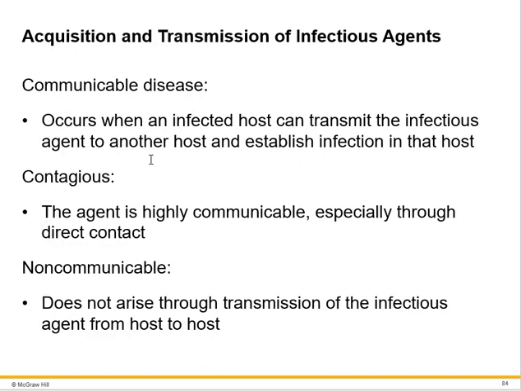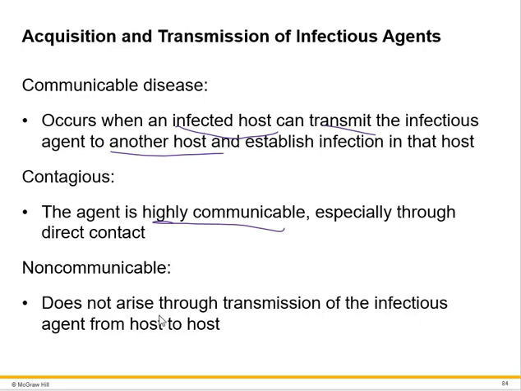So we've talked about reservoirs, and now we're looking at how they are transmitted. How do we acquire and transmit infectious agents? If it's a communicable disease, that means the infected host can transmit the infectious agent to another host and establish infection in that host. Contagious means it's highly communicable. It's not exactly the same thing, but chickenpox is highly communicable. Measles is highly communicable.